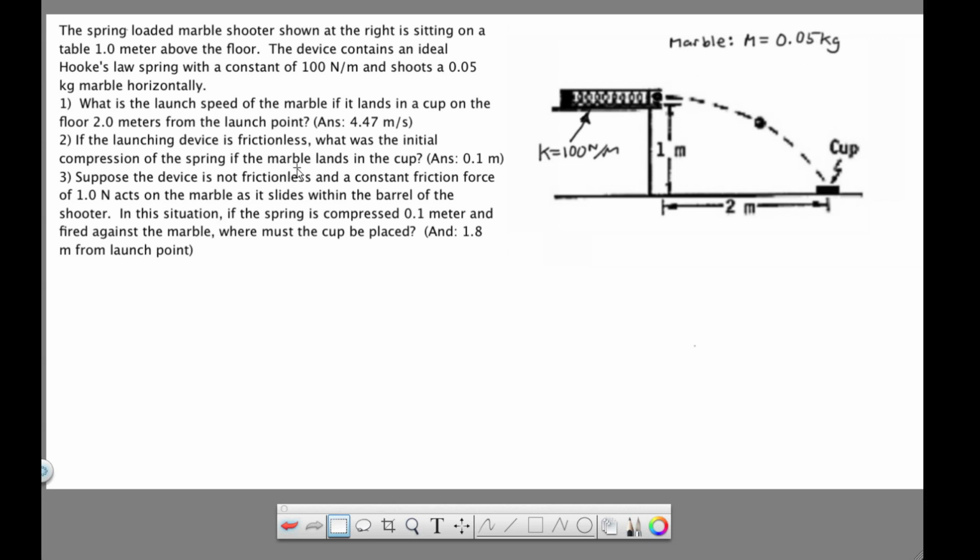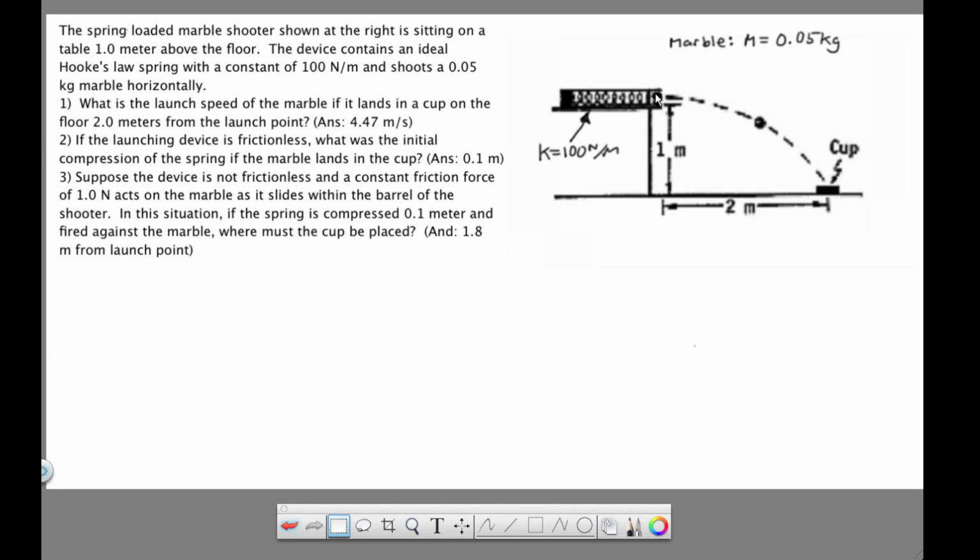All right, so the first question is, what is the launch speed of the marble if it lands in the cup, which is 2 meters from the edge of the table? So this first question is actually a kinematic problem. We're going to be solving this with projectile motion.